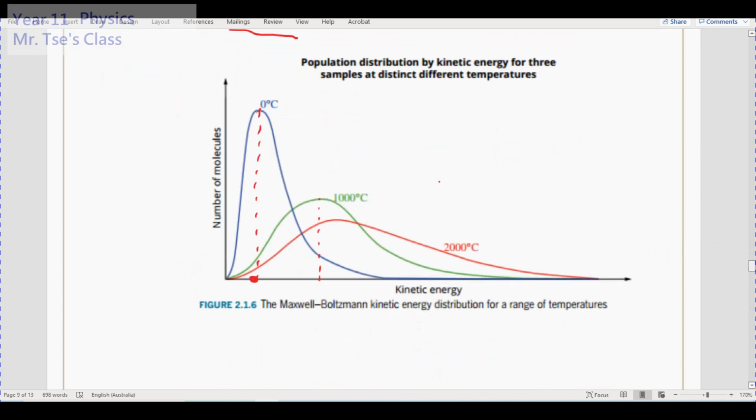So that's why I put the distribution here. You still need to remember, it's not just one speed or one kinetic energy. It's a lot of different kinetic energies, but they must have an average kinetic energy, and that average kinetic energy can be measured by using the notion of temperature.